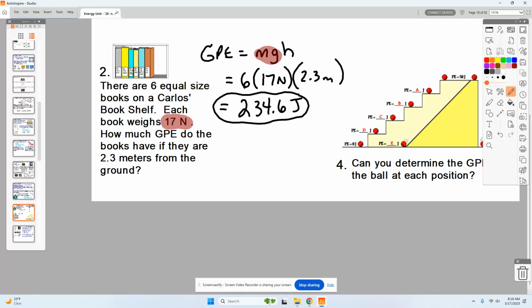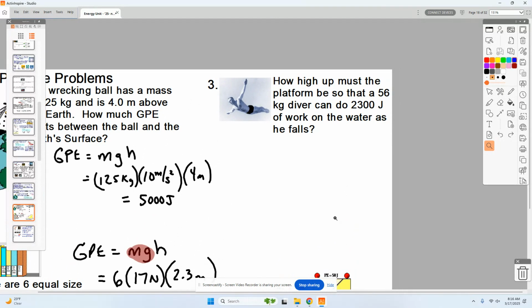I want you guys to try the one off to the right, number 3, all on your own. See if you can do it. How high must that platform be so that a 56 kilogram diver would do 2,300 joules of work on the water as he falls? So he's going to jump off that platform and fall into the water. I want to know how high it has to be for him to do 2,300 joules of work on that water. Give it a go, see if you can do it.